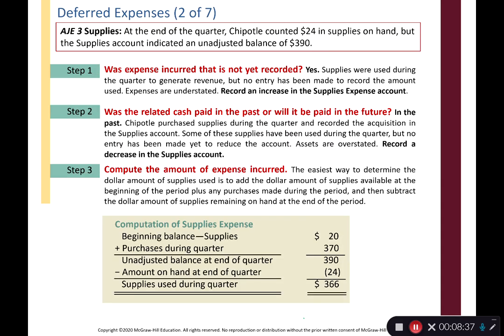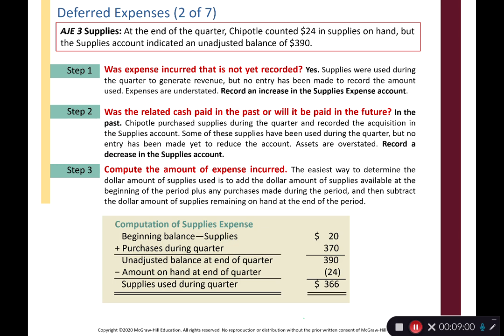So the first step is, was an expense incurred and not yet recorded. Well, in our example here, at the end of the quarter, Chipotle counted 24 in supplies on hand, but the supplies account indicated that there were $390. So where did they go? We must have used them. So the answer to step 1 is yes, supplies were used, and we haven't recorded it yet.